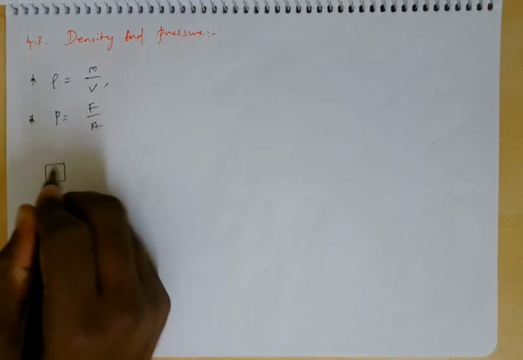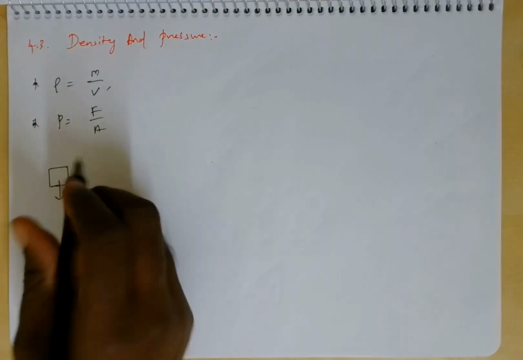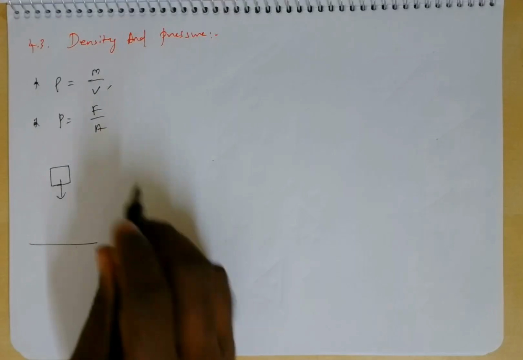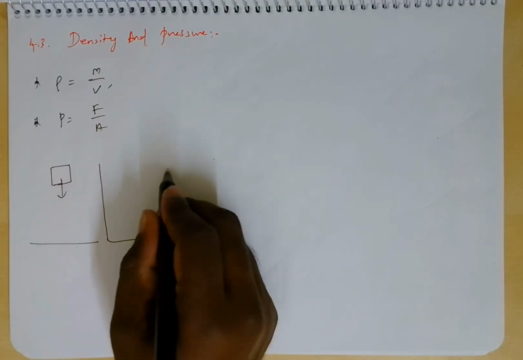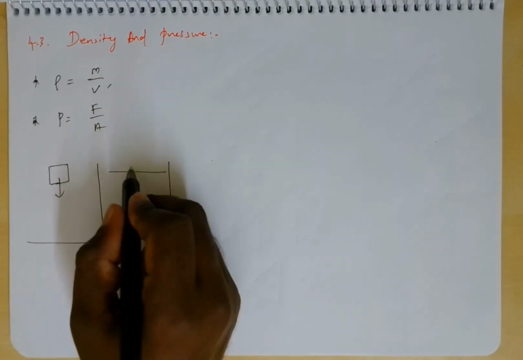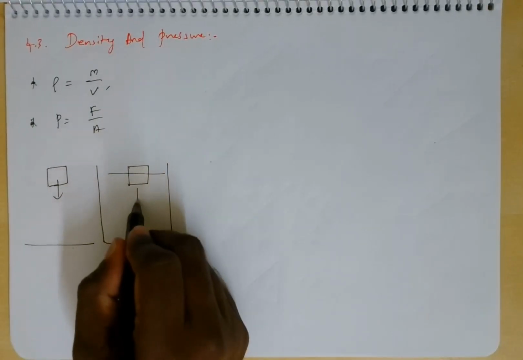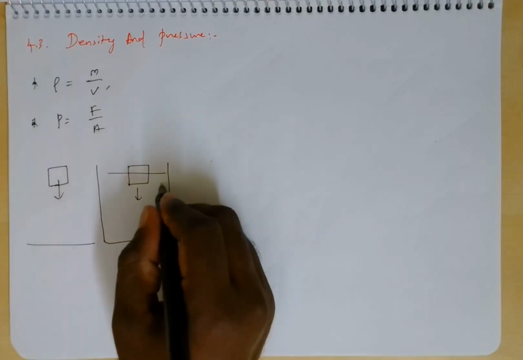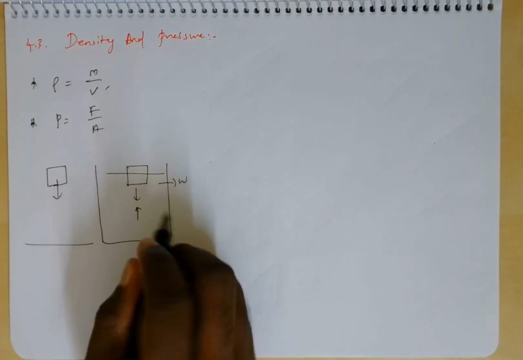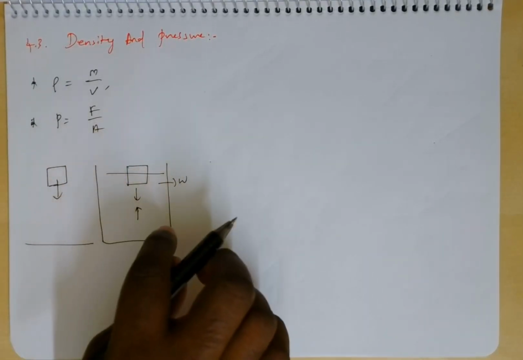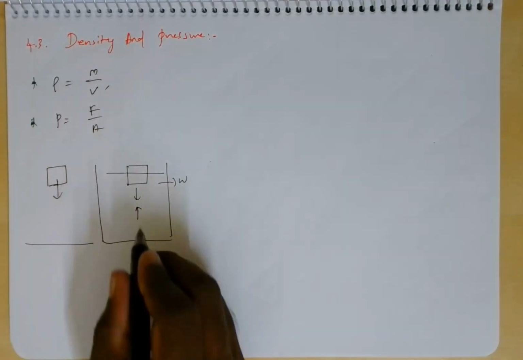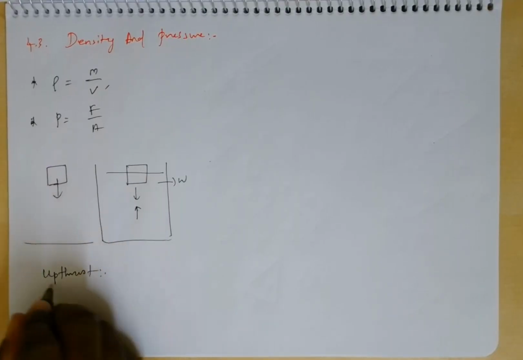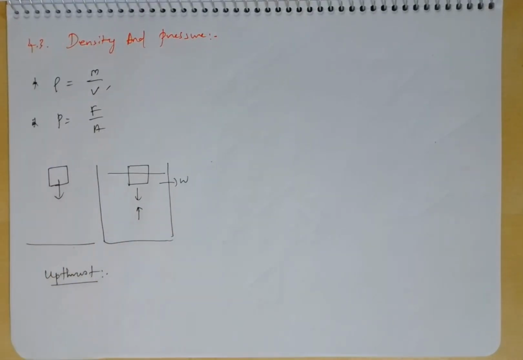Let's take a cube and drop it. It will reach the ground in a certain time, right? Let's take the same cube, fill it up with water and release it from the same height. Will it reach in the same time? No. Clearly, the tub with water experiences some force upward. That's why it slows down. That force is what we call upthrust.